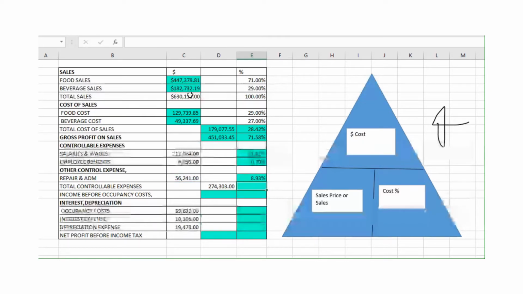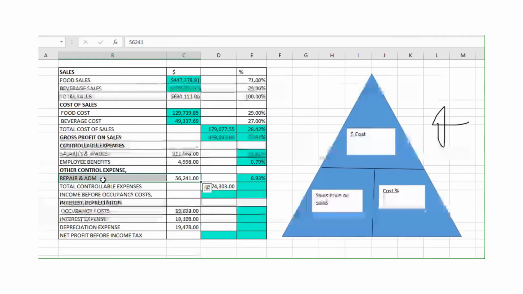You might be wondering, what is repair and administration? Administration would be, say, a bookkeeper that you pay on the side to get all your invoices paid and things like that. Repairs would be repairs to the building, repairs to equipment, things like that. This number, obviously, when you first open up a restaurant is going to be relatively low because everything is brand new. The older your building gets, the higher that number is.